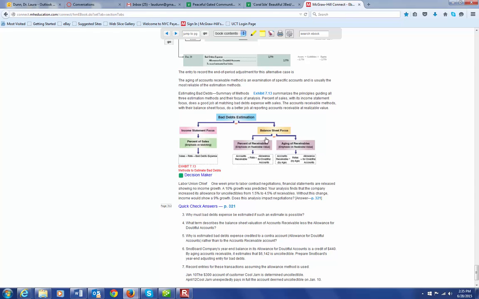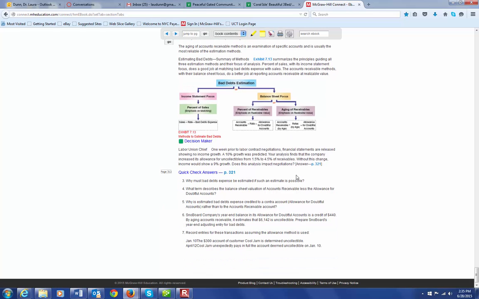Alright, so this shows here the different types of methods that you can use to estimate bad debts. There's the income statement focus, where it's just really one way. You take a percentage of sales and do it that way. If you focus more on the balance sheet in terms of what amount should be in accounts receivable, there's the percent of receivables method and the aging of receivables method, both of which were described up above. And then they give you some quick check answers here that you can go through and see how well you understand the material.